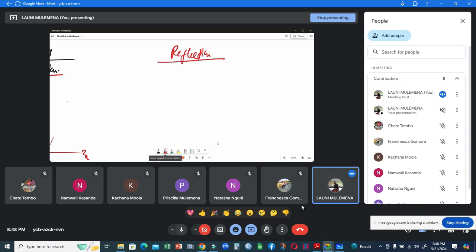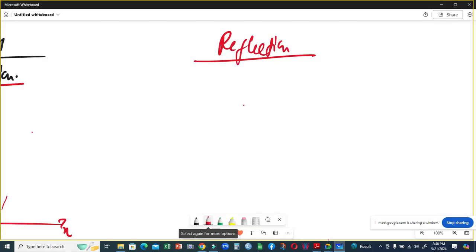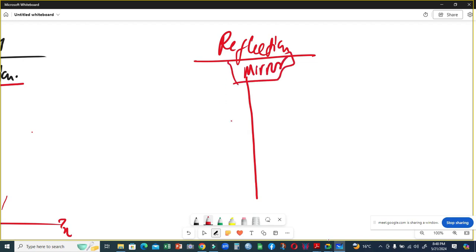So what is reflection saying? For you to have reflection, you need to have what we call a mirror line. In reality, this is just a mirror. Remember, I'm just explaining this concept in a nutshell so that we can appreciate it. We need to have a mirror line.